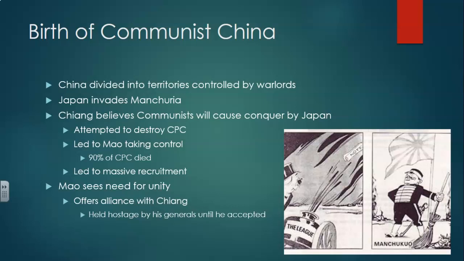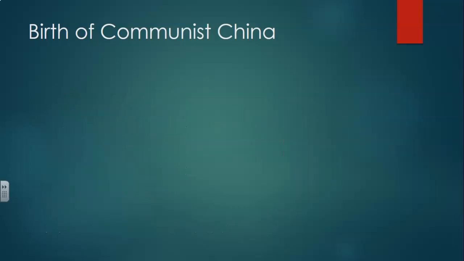He offers an alliance with Chiang. Chiang refuses to do this. However, his generals disagreed with him on that one and held him as hostage until he accepted and agreed to form this unity with the communists in China. And this is going to form the Second United Front. So they had previously aligned in 1923, and now in 1937, in the face of Japanese invasion, they're going to align again.